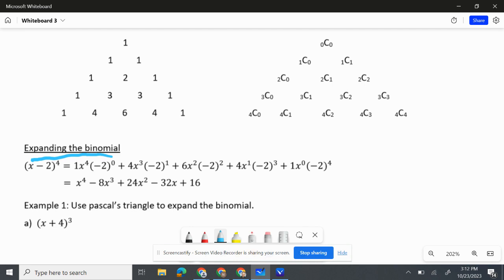Now, Pascal, a mathematician, came up with a formula for expanding it, and it has three different patterns. The first pattern is the coefficients. The coefficients are based off of Pascal's triangle. Our first level is 0 degrees, 1 degree, 2 degrees, 3 degrees, and 4 degrees. So at 4 degrees, we see 1, 4, 6, 4, 1, and that's where we get each of our coefficients.